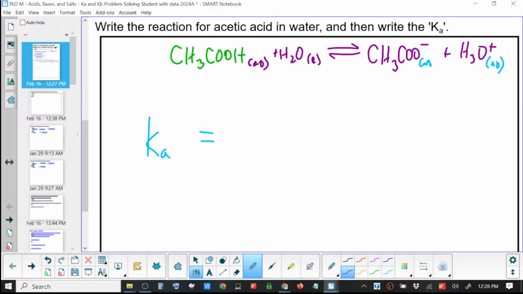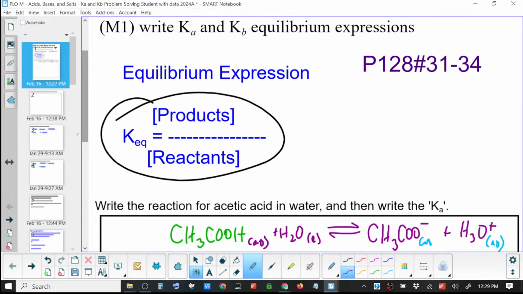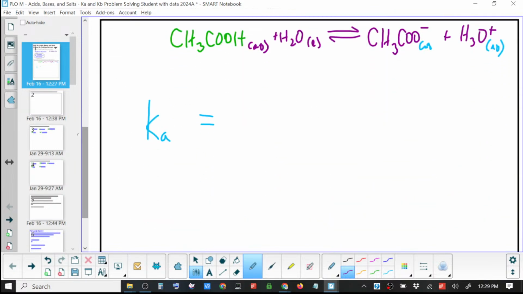Products over reactants. You know, Kate, you do this. Let it cook. Hey, bro. Go. He's cooked. No, you know. Products over reactants. You can do this. You've done this tons. What are the products?